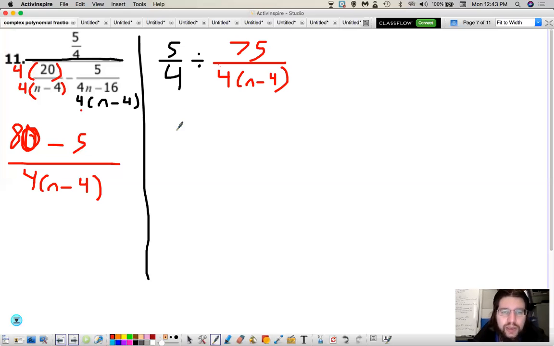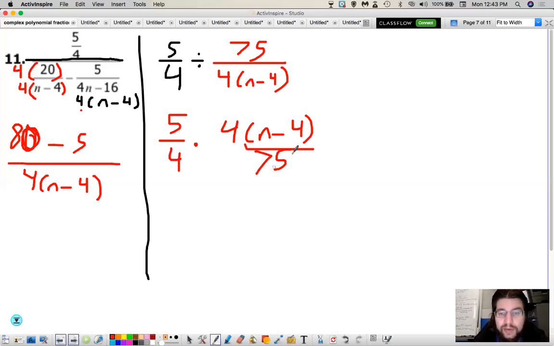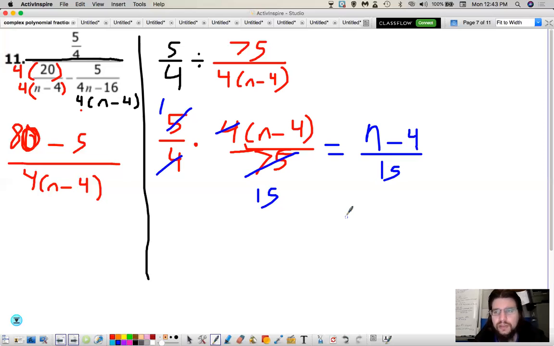So now we're going to reciprocate it and multiply. When I say multiply, I mean factor and cancel stuff. 4s get out of there. 5 divided by 5 is 1. 75 divided by 5 is 15. And it looks like we're left with n minus 4 over 15. Leave it like that. It's perfectly fine. Okay. So nothing too terrible right there.